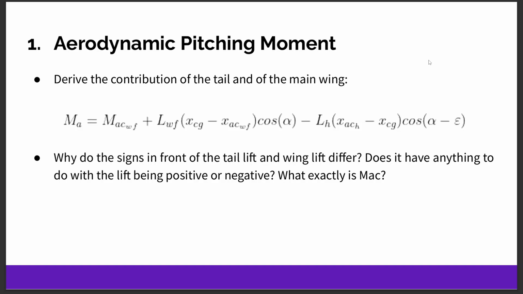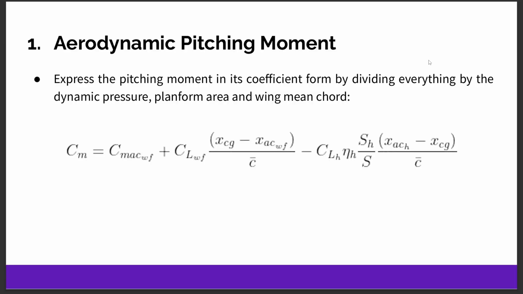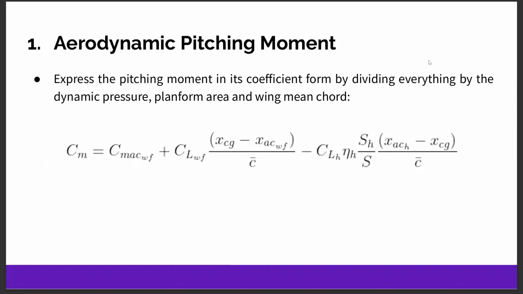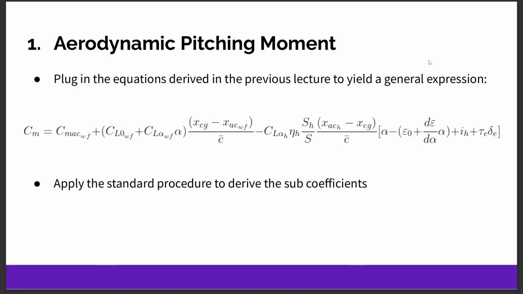So the next thing that you need to do is convert that equation into its coefficient form by dividing everything by the dynamic pressure, the reference area S, and the mean wing chord. And this is what you would get. And the next step would be to replace the lift coefficient of the main wing and the lift coefficient of the horizontal tail with the expansions that had been found in the previous lecture, and that is CL0 plus CL alpha alpha for both cases. So this is what you would get.